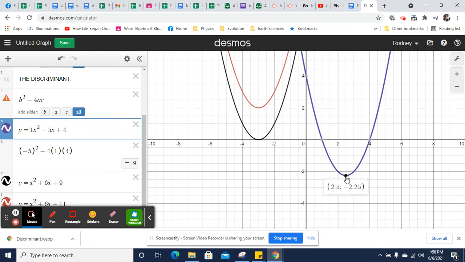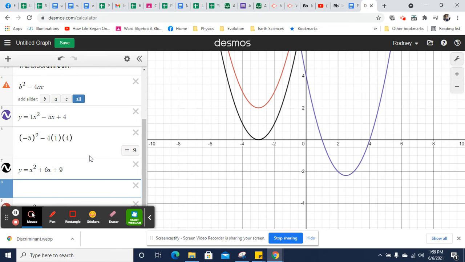So here's our vertex right here at 2.5, negative 2.25, and we get a plus or minus. So we're 1.5 that way and 1.5 that way. That relates to this 3, and it'll be over a 2. So it's 3 over 2 to the right and 3 over 2 to the left. But the big idea for the discriminant is, number one, we have two solutions. Number two, since our discriminant is a neat and tidy perfect square, we also have two rational solutions. We're not dealing with irreducible radicals.